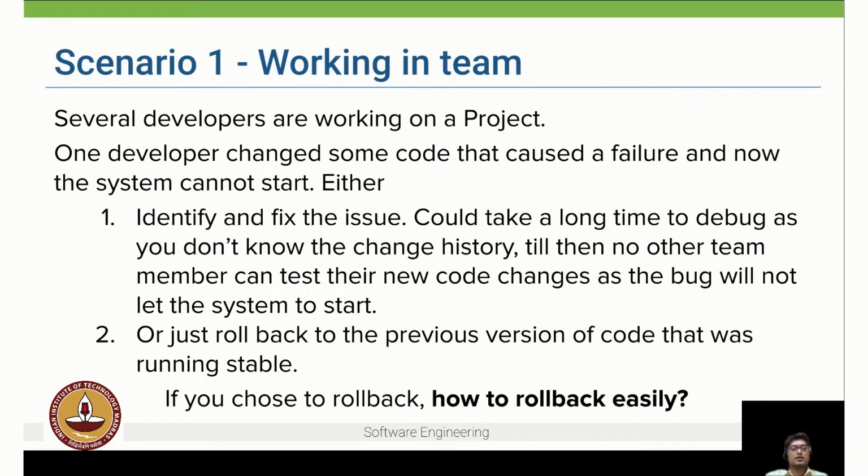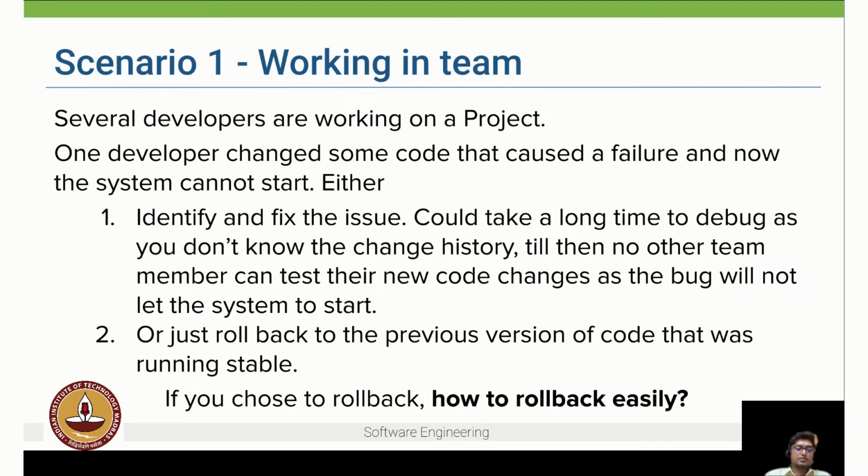Let's understand these problems with examples. Consider that several developers are working on the same project. One of the developers made some changes to the code that caused a failure in the system and the system refuses to start. In this case, other developers working on the same project may not be able to test their new code changes. So either you identify and fix the issue immediately so that other developers don't face issues because of this failure, but this could take a long time because you don't know how long it will take to debug the issue as you don't have any change history recorded.